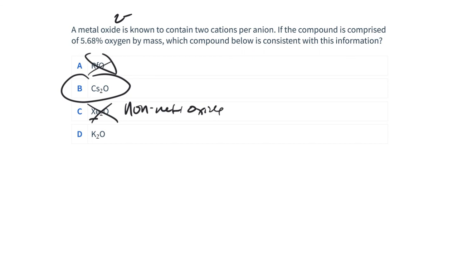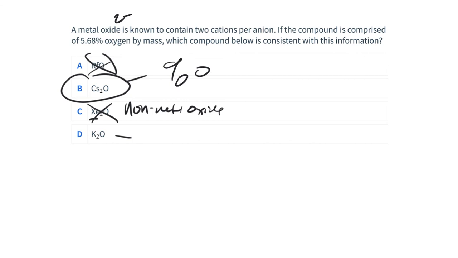Well, one is you could say, let's say for cesium oxide, what's the percent O? You would say it's 16 divided by the formula weight of that compound times 100%. You can go calculate it and see if it's 5.68%. Or, if we were wrong, then I might double check to make sure it's not 16 divided by the formula weight of K2O.